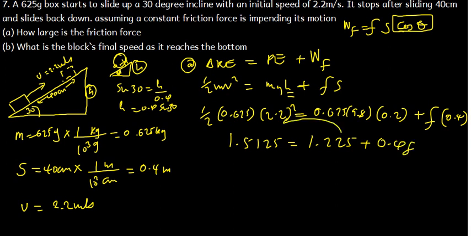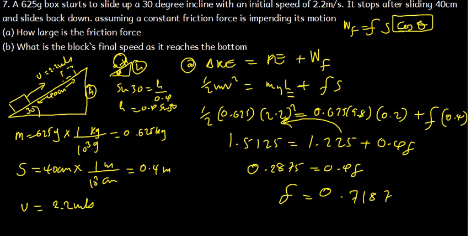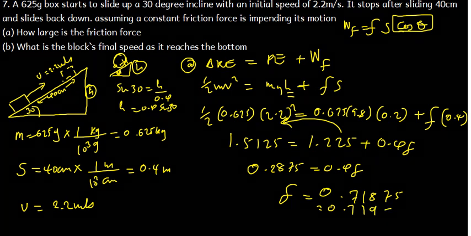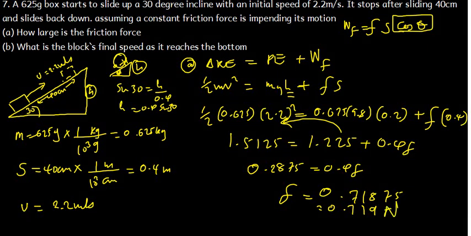So I can take this to the other side, so that will be 1.5125 subtract 1.225. That is going to give us 0.2875 is equal to 0.4f. So to remain with f, that will be 0.2875 divided by 0.4, which is going to give us 0.71875, which I can simply write as 0.719. This is a force, and force is measured in newtons. So that is the force for that one.